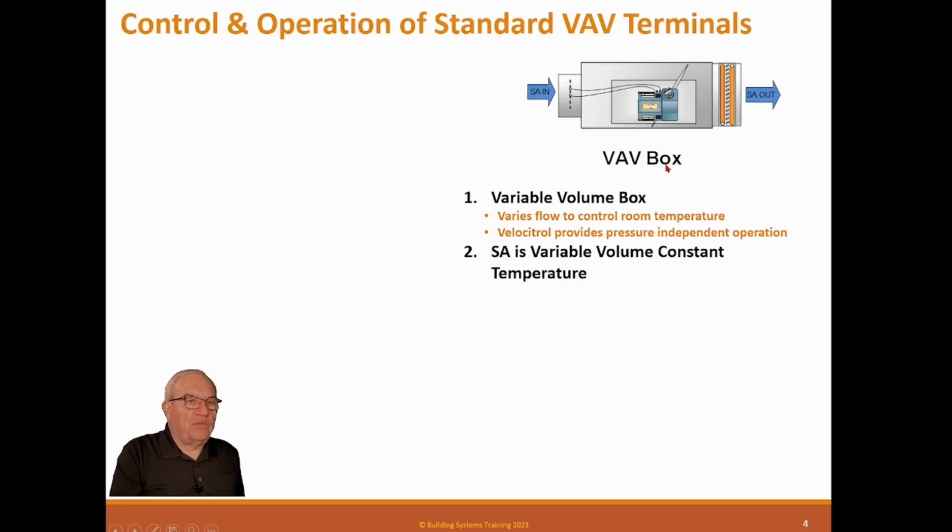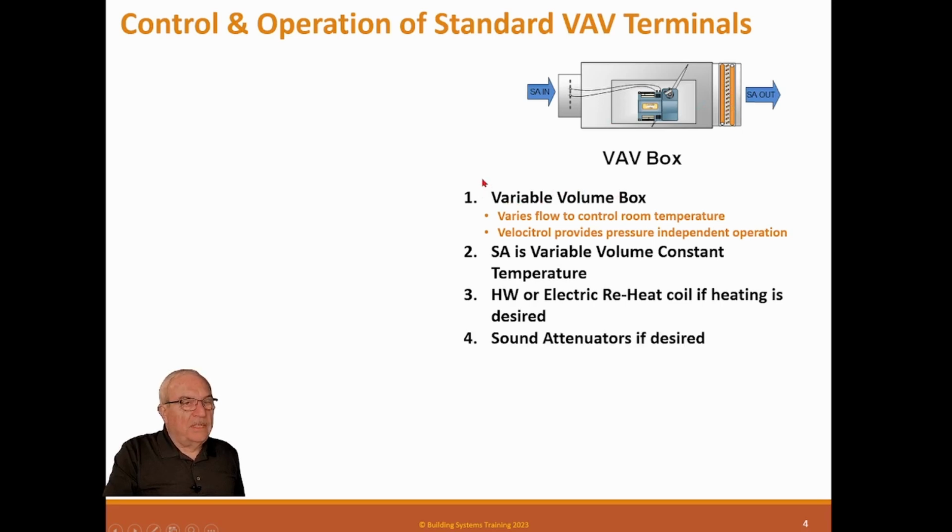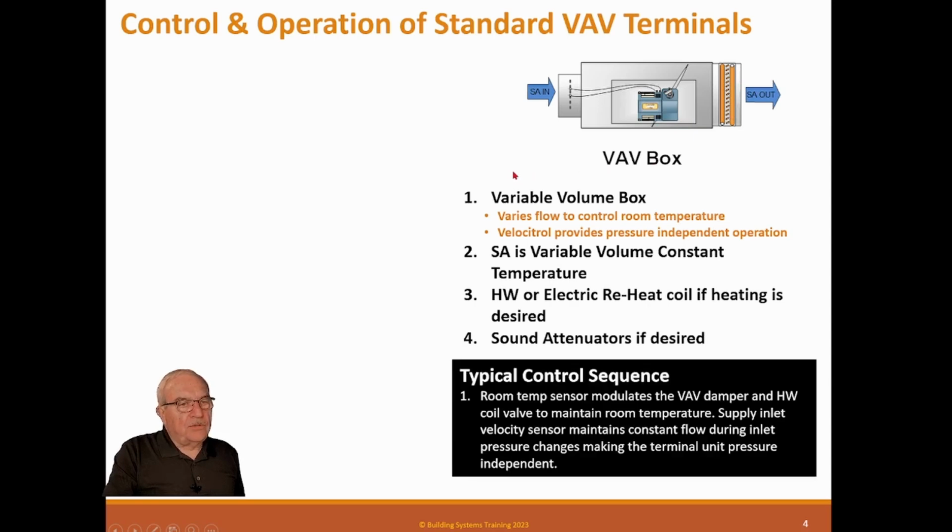Supply air is variable volume, constant temperature. Hot water or electric reheat coil if heating is desired. The best way is to put heat downstream of the boxes. If you need reheat, put it there. We'll get into those sequences a little bit better that can operate the hot water one way or the other. You can also get these with sound attenuators if you think they're too noisy. They shouldn't be too noisy unless they're selected incorrectly.